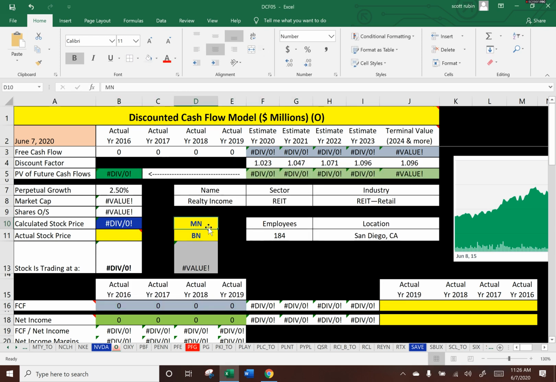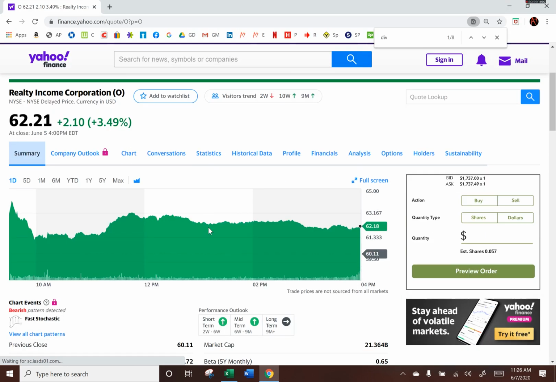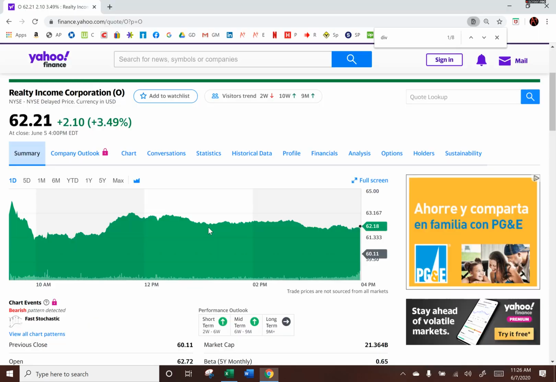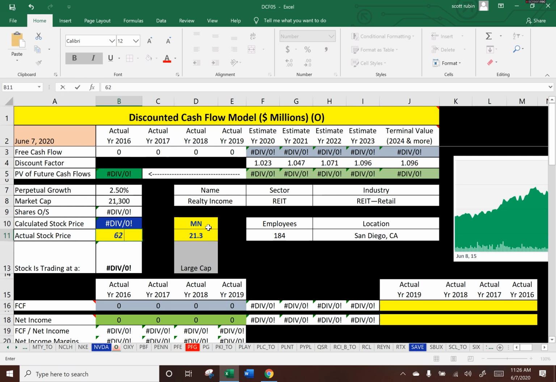So the first step, we'll get the market cap, which is 21.3 billion. So it's a good sized company. And we enter the stock price, 62.21. So if you want to figure out the shares outstanding, it's just the market cap divided by the stock price. That gives you the shares outstanding, 342 million. And we need that number because when we figure out the intrinsic value of the company, we have to divide it by the 342 million shares.